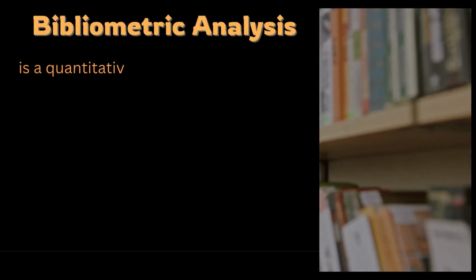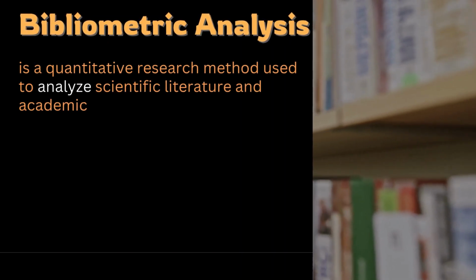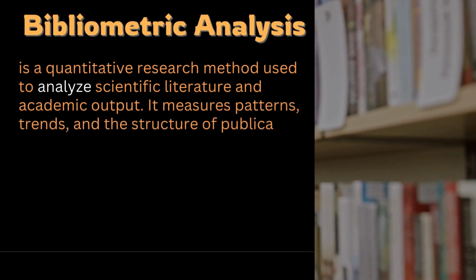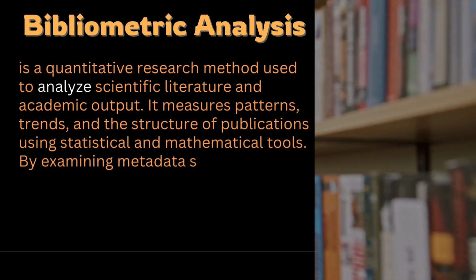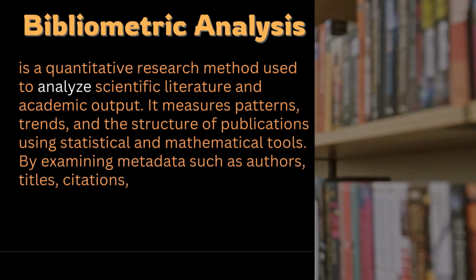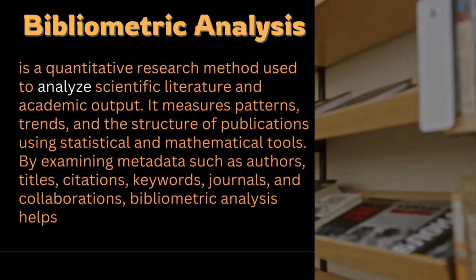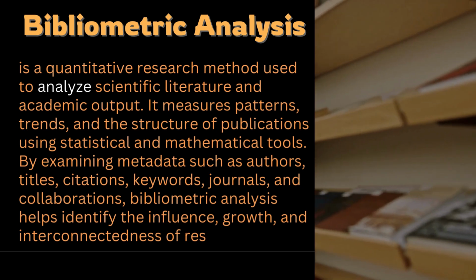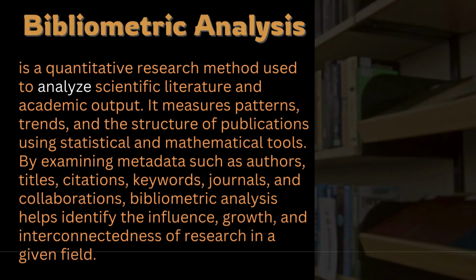So bibliometric analysis is a quantitative research method used to analyze scientific literature and academic output. It measures patterns, trends, and the structure of publications using statistical and mathematical tools. By examining metadata such as authors, titles, citations, keywords, journals, and collaborations, bibliometric analysis helps identify the influence, growth, and interconnectedness of research in a given field.